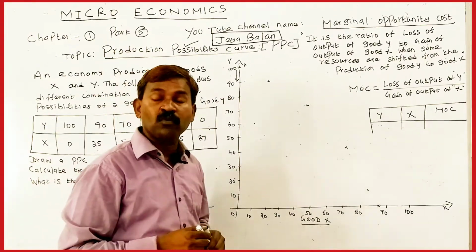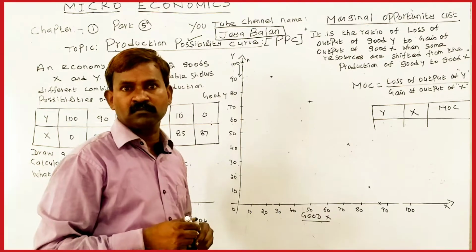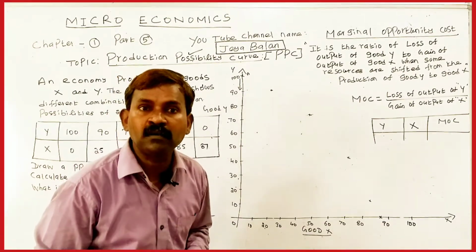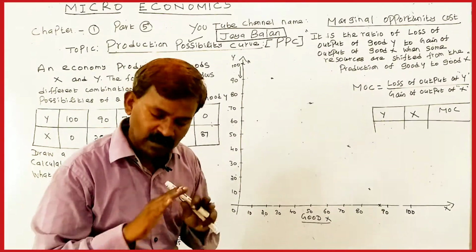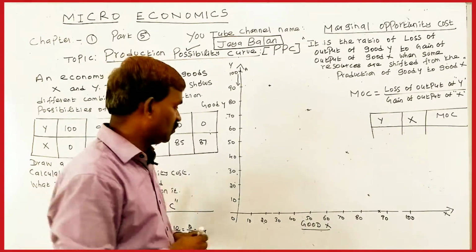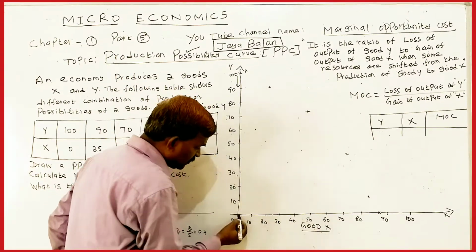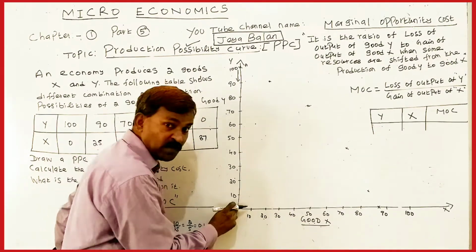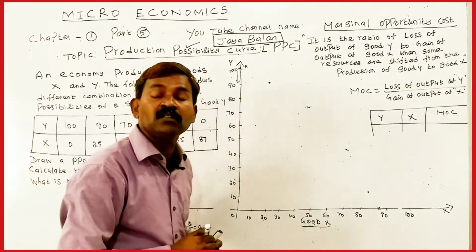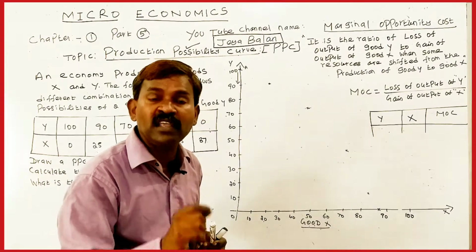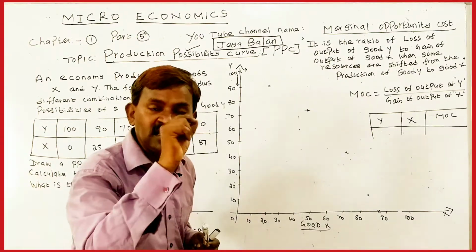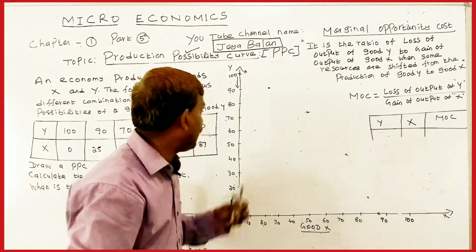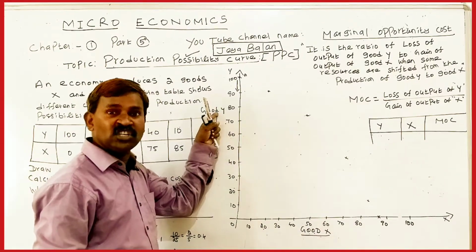The production of good Y 100 units, but the production of good X nil. Nil means 0. You see here? Production of good X 0. When the production of good X is 0, it means all the resources are fully and efficiently utilized in the production of only one commodity, that is good Y. So condition is there.